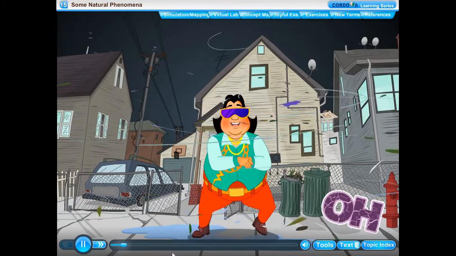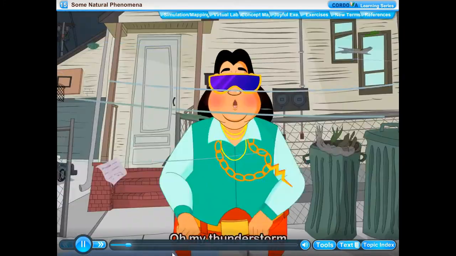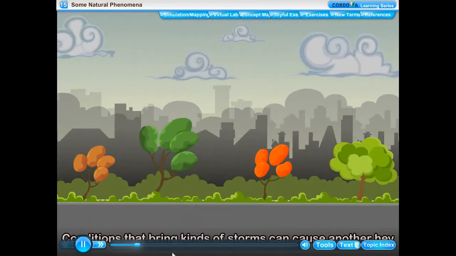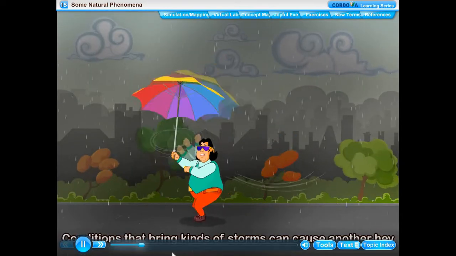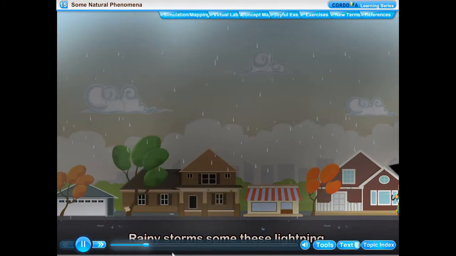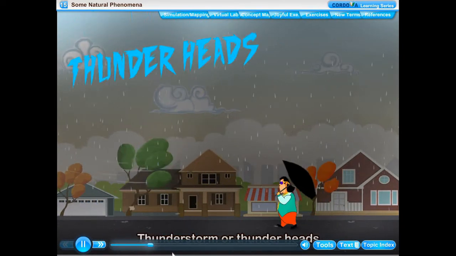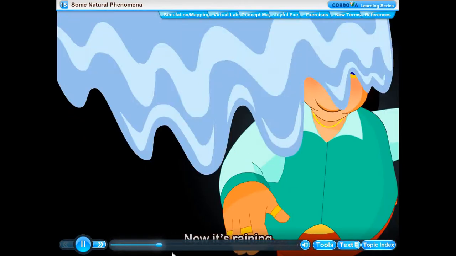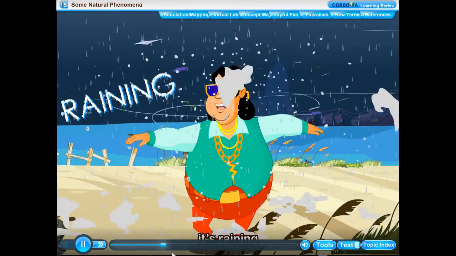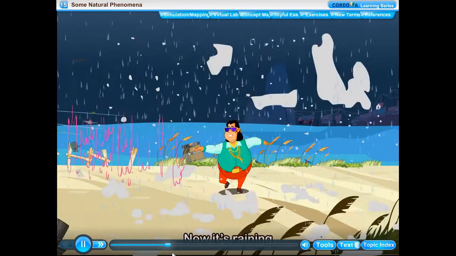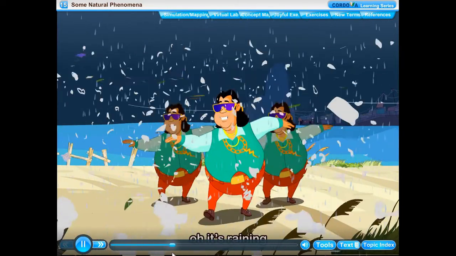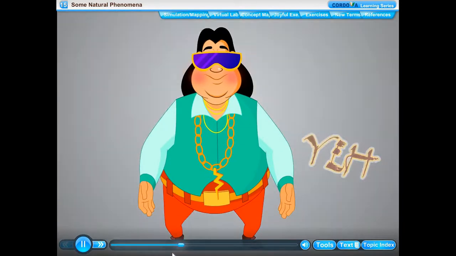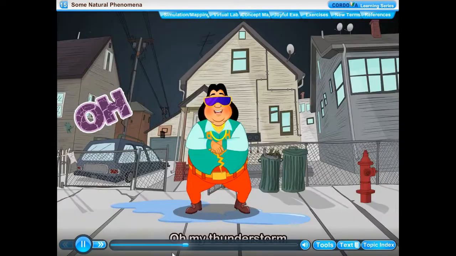Oh my thunderstorm. Other clouds ahead, now changing air pressure, causing the rapid air movements. Conditions that bring kinds of storms can cause another rainy storms. Some these lightning, thunderstorms or thunderheads. Gonna storm ahead. Now it's raining, it's raining.